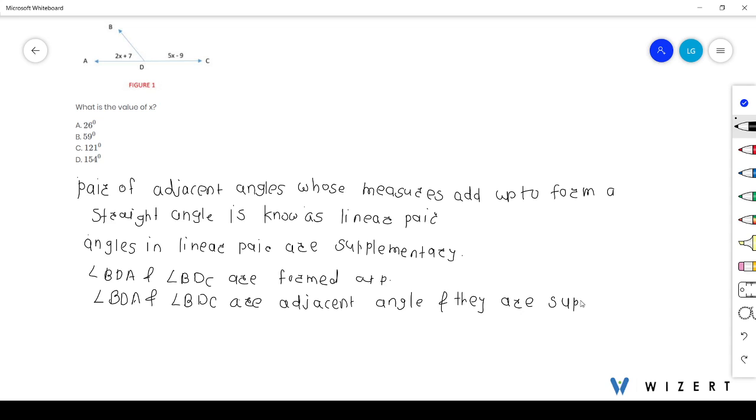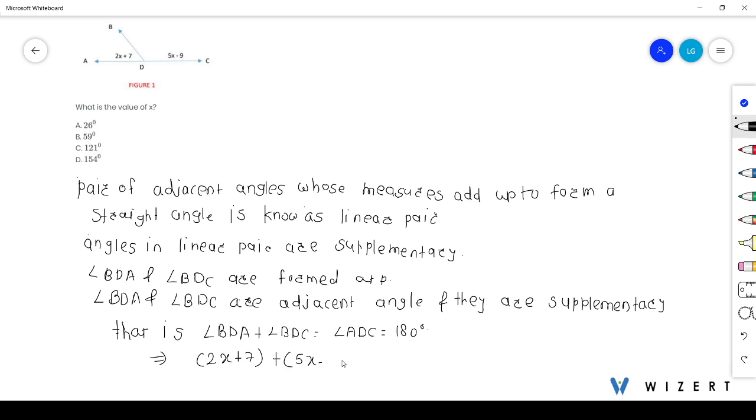We know that angles are known as supplementary angles if they add to 180 degrees. That is, angle BDA plus angle BDC equals angle ADC, which is 180 degrees. So substituting values here, we get 2x plus 7 plus 5x minus 9 equals 180 degrees.